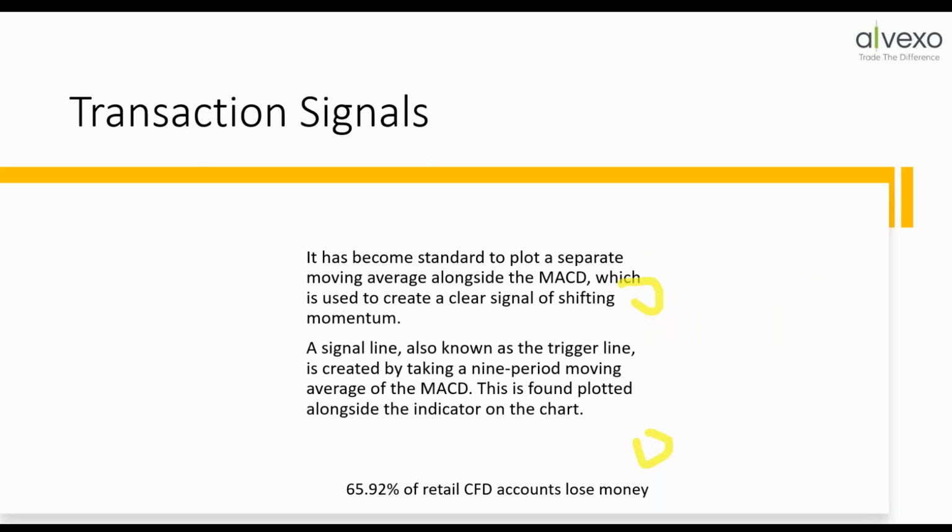So it has become standard to plot a separate moving average alongside the MACD, which is used to create a signal of shifting momentum, which is a signal line. A signal line also is the trigger line and is created by taking the 9-period moving average of the MACD line. And this is plotted alongside the indicator. So those are the 2 lines on the bottom of the chart, or it is the value of those bars on the histogram.